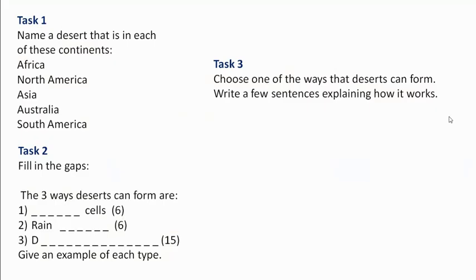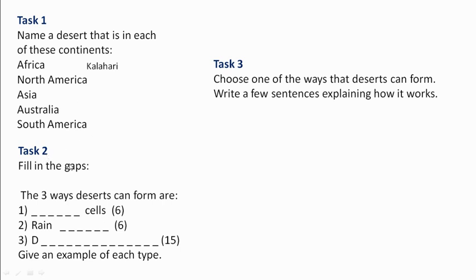Okay, now here are the tasks I want you to do this week. There are 3 tasks. Task number 1, you're just going to write down a list of these 5 continents and name a desert for each one. Okay, so I'm actually going to do one for you. Africa. Oh, which desert can I name that's in Africa? Oh yes, I've remembered. The Kalahari is in Africa. And then you find one for North America, one for Asia, one for Australia, and one for South America. If you can do more, that's great.